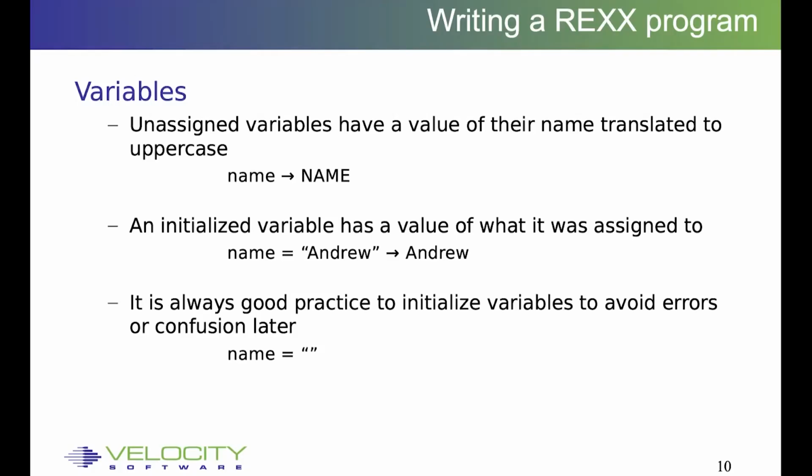All right, a variable is defined by a name. A variable that does not have a value has its name in uppercase as its value. So if we have a variable called name and it is not assigned, it just contains the value NAME in uppercase. An initialized variable has the value of what it was assigned. So in this case, Andrew is assigned to name and would be used as the value Andrew in the program. It is always a good practice to initialize variables to avoid any errors in the program later.